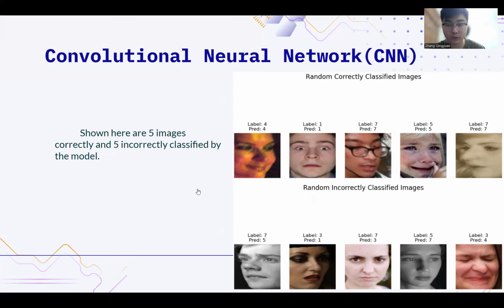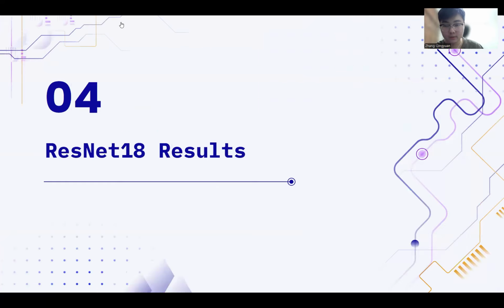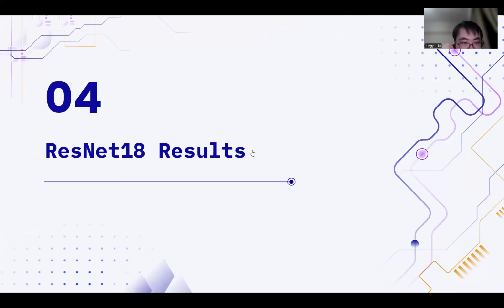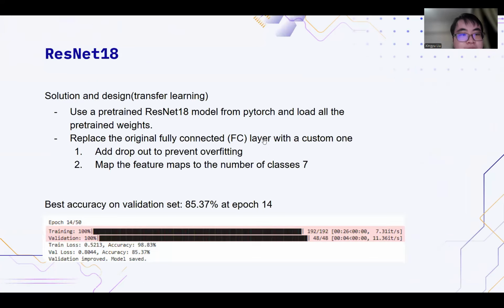Okay, we will show you about our ResNet 18. So my name is Xinyu, and I will show our ResNet results. So we use the pre-trained ResNet 18 model from PyTorch and load all the pre-trained weights. We replace the original fully connected layer with a custom one. We add the dropout to prevent overfitting and the linear layer to map the feature maps to the number of classes, 7. The best accuracy on validation set is 85.37 at epoch 14.